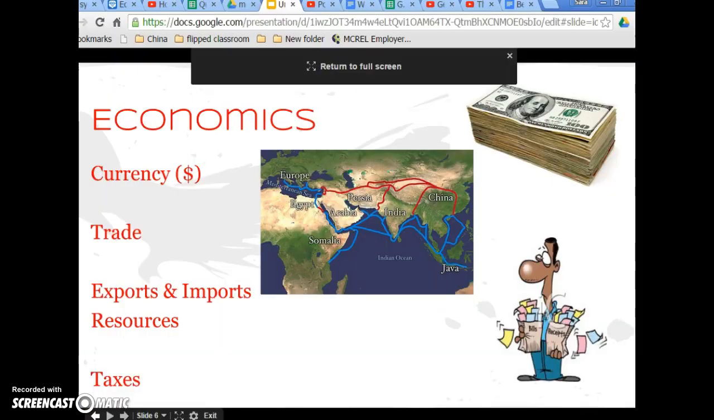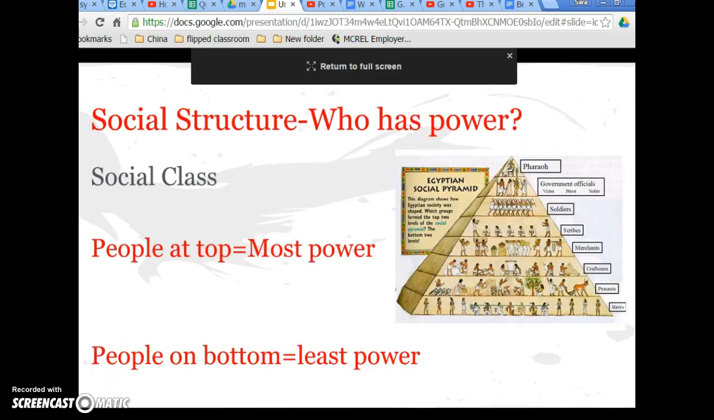E is for economics. That has to do with currency or types of money. We didn't always use money, but in the American system, we use dollars as our currency. In ancient times, we will talk a lot about trade, getting things that you need from others. We'll look at exports, things going out of a country, and imports, things coming into a country. Resources that allow you to trade with others. And lastly, taxes.